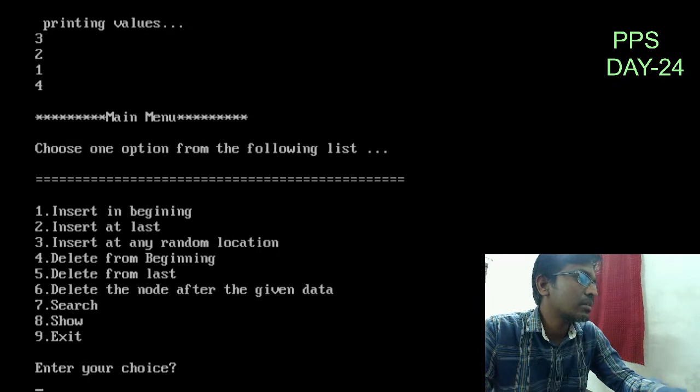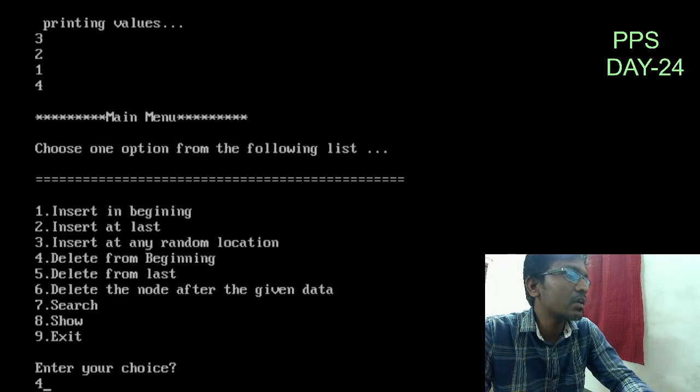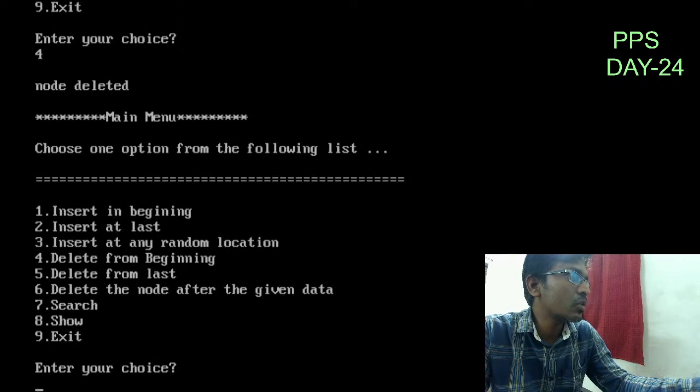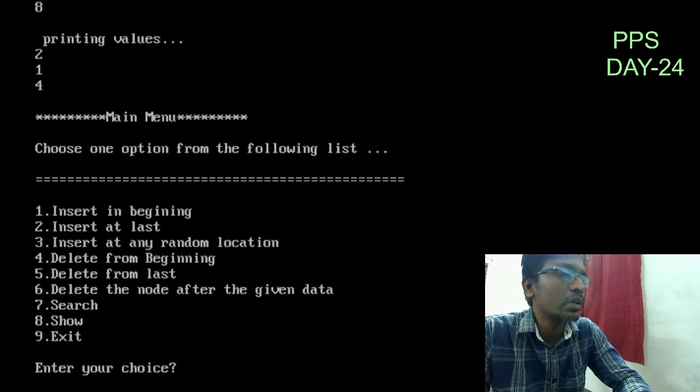So similarly, you can perform deletion operation. For example, I want to delete from beginning. That is, I want to delete the third node or third element. Then you can go for choice 4. So it will be deleted, and you can display. Now see here. The 3 will be deleted. Now the linked list contains 2 1 4 only.